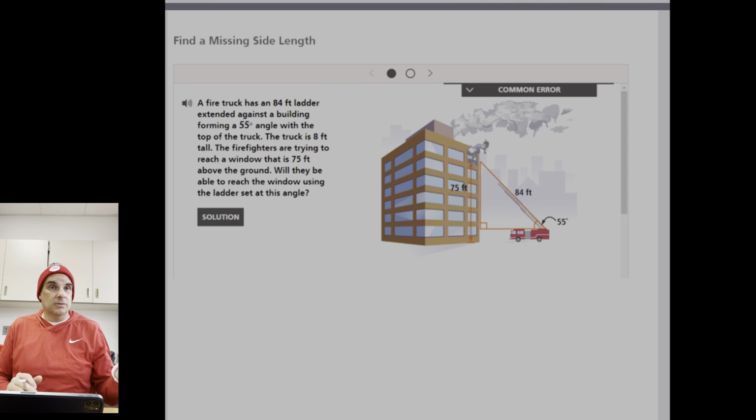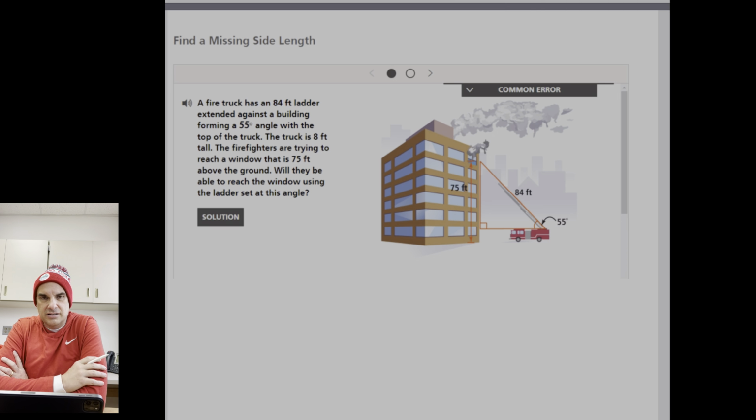So if we look at this example, it says a fire truck has an 84-foot ladder extending against a building, forming a 55-degree angle. The truck is 8 feet tall. The firefighters are trying to reach the window that is 75 feet above the ground. Will they be able to reach the window using the ladder set at the angle that is given?